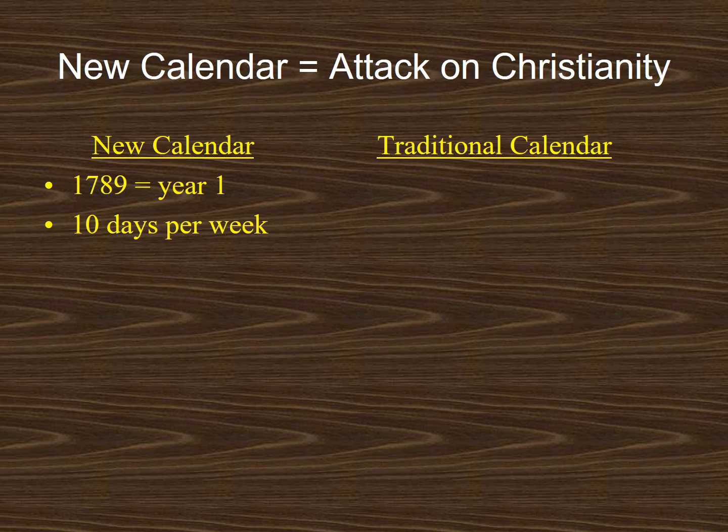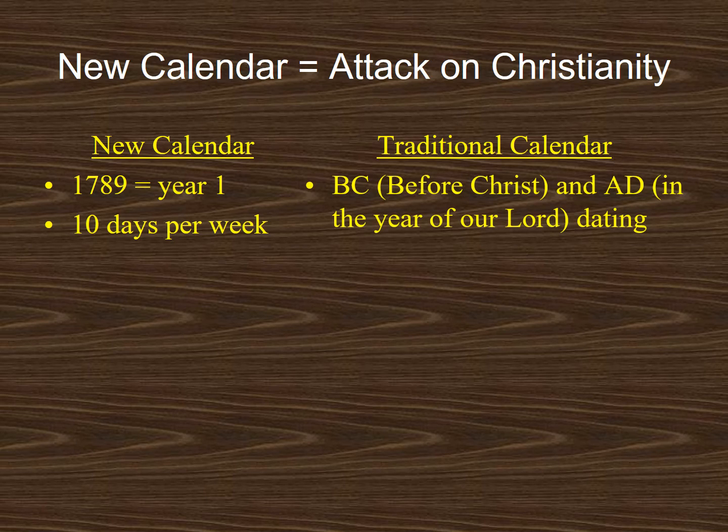Instead of having a 2-day weekend that we have today, they decided to have a 1-day holiday for each week. In many ways, the new calendar was seen as radical because it appeared to be an attack on Christianity, and I want to show some examples. First of all, 1789 is the New Year one.